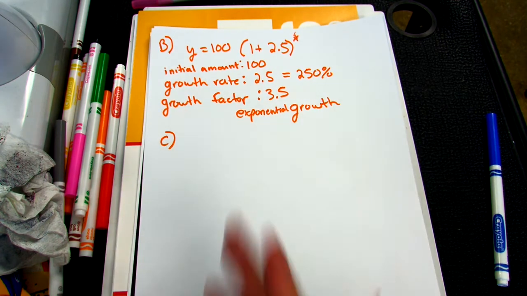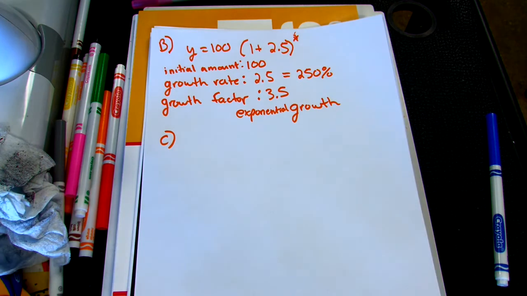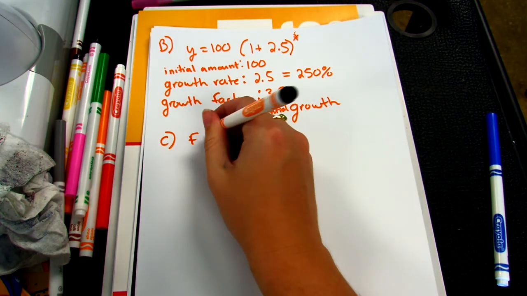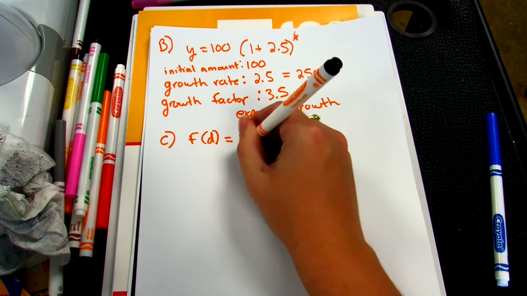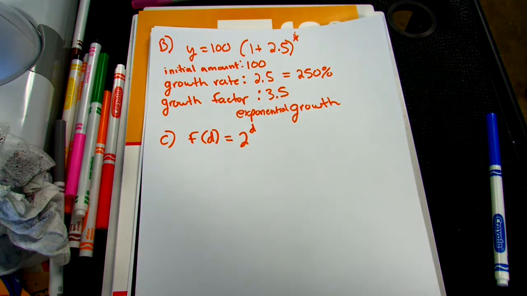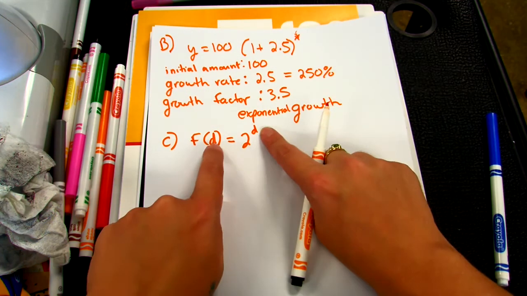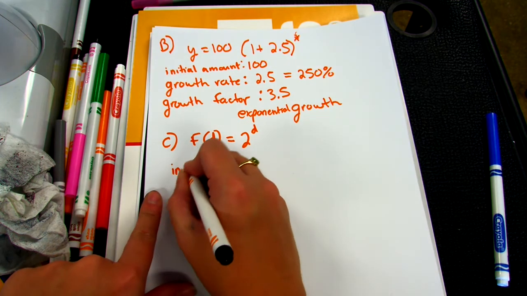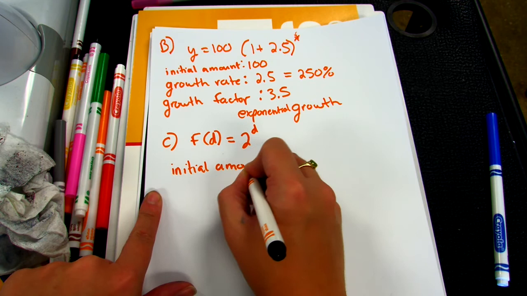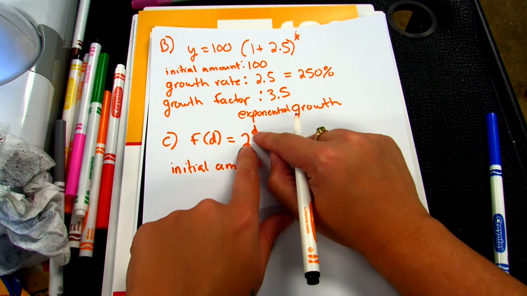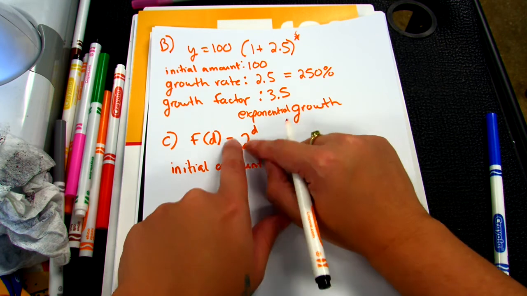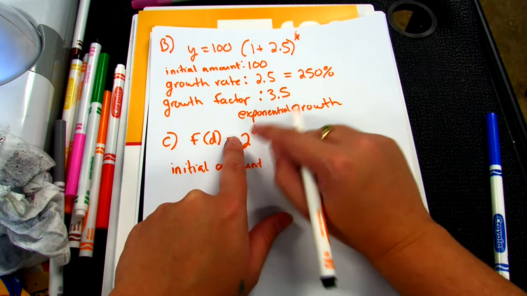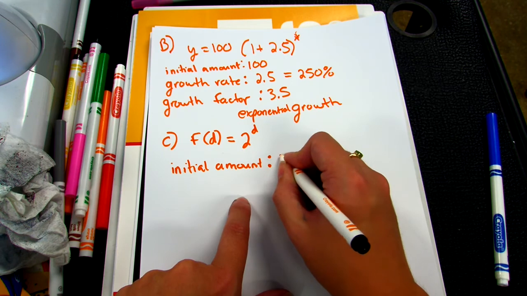All right, let's do part C of example 1. This one says f of d equals 2 to the d power. Don't get confused because we're using a d instead of a t or an x. That's okay. We know that d is our variable because it's saying f of d. First, what is our initial amount? Remember, the initial amount is the number that comes before the exponential. I don't see anything in front of this 2 to the d power. But remember, there's always an invisible times 1. So our initial amount is actually 1.